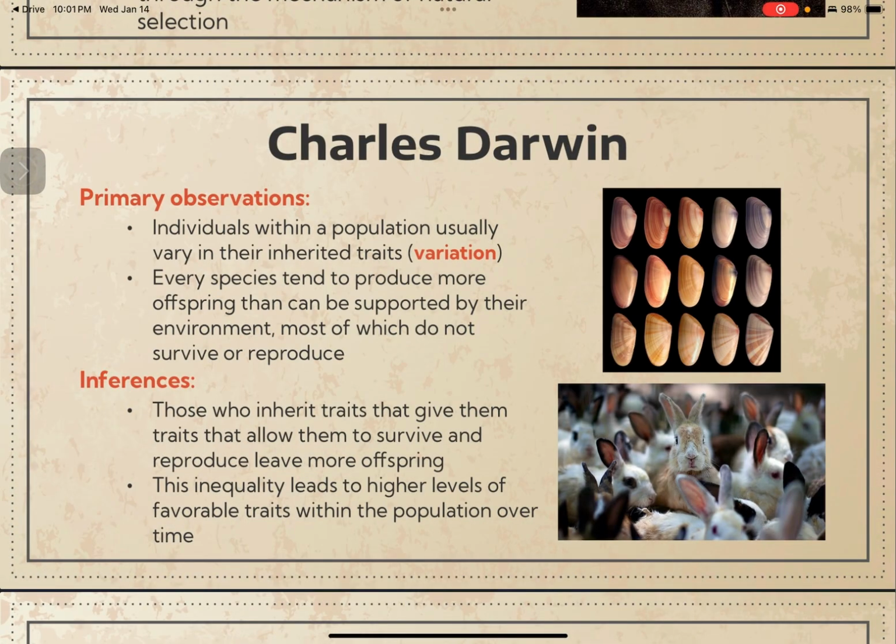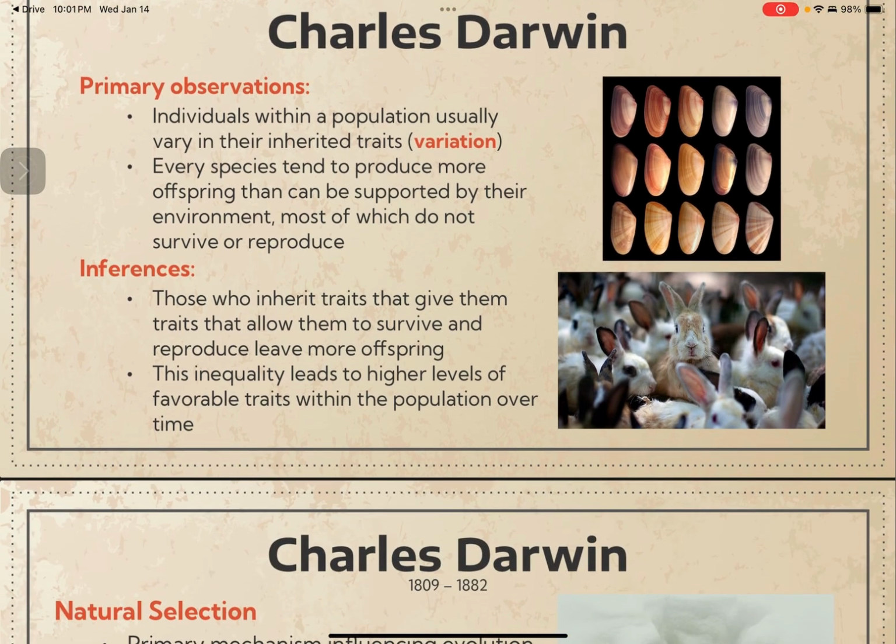All right, Charles Darwin's primary observations. 1, individuals within a population usually vary in their inherited traits. This is called variation. 2, every species tends to produce more offspring than can be supported by their environment, which most don't survive or reproduce. The reason this happens is because some of the kids are going to die from disease, be eaten by predators, or not survive a harsh winter. So if you produce more, then you have a higher likelihood of some of them surviving, reproducing, and carrying on that species. Next, he also had inferences. So those who inherit traits that allow them to survive, reproduce, and then leave more offspring.